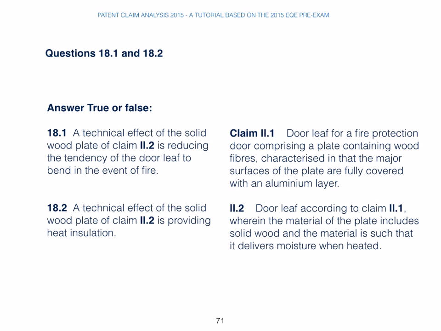The claim 2.2 is a door leaf according to claim 2.1, wherein the material of the plate includes solid wood and the material is such that it delivers moisture when heated, and 2.1 is that it contains wood fibers characterized in the major surfaces of the plate are covered with an aluminium layer. So what does the client's description say about the resistance to bending of solid wood of claim 2.2? Make up your mind.